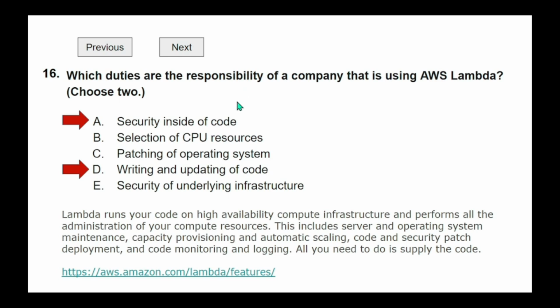So Lambda runs your code on high availability compute infrastructure and performs all the administration of your compute resources. This includes server and operating system maintenance, capacity provisioning, and automatic scaling, code and security patch deployment, code monitoring and logging also. All you need to do is supply the code or write the code.